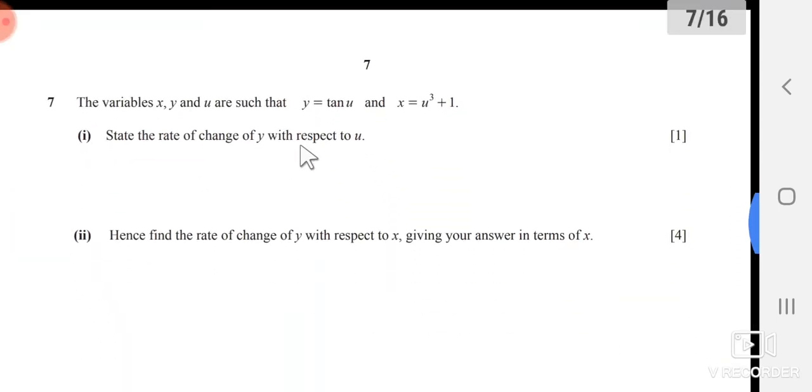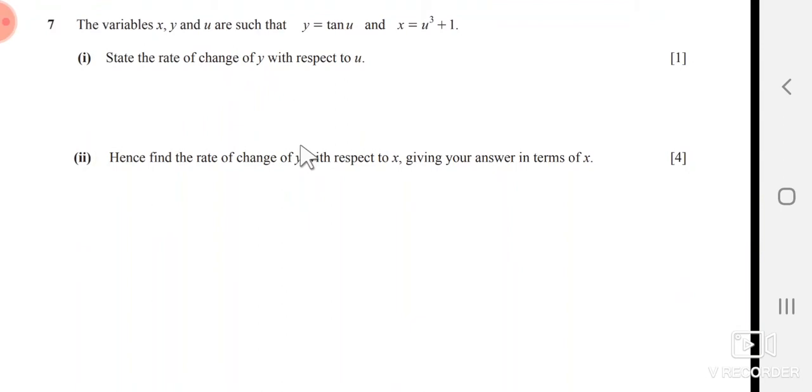Now in the same way I'm moving toward question 7, my dear. Here you see the x and y, and he is asking for the rate of change of y. Rate of change of y means you are going to calculate dy over du. So dy over du would be equal to secant square u, because the derivative of tan u is secant square, right?